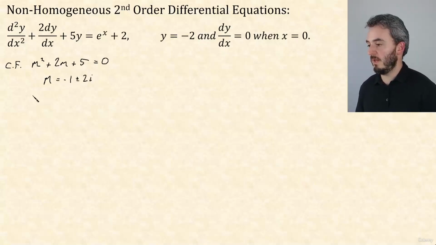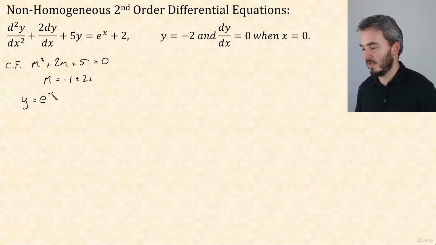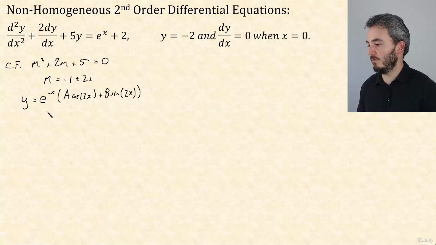So that means our complementary function is y equals e to the minus x, and then it's any amount of cos 2x plus any amount of sine 2x. So there is the complementary function. Now for the particular integral. Okay, well the particular integral has two bits.